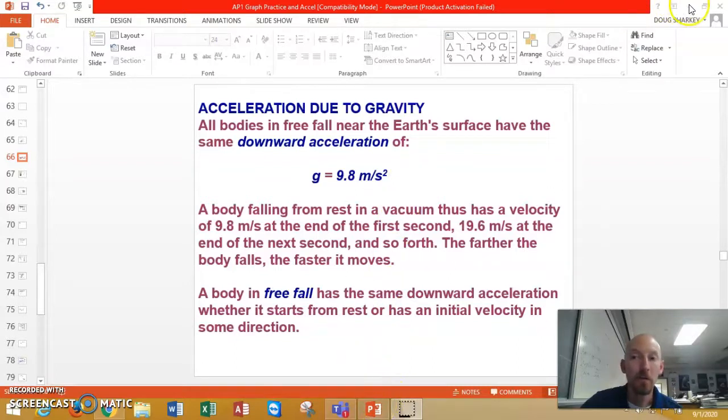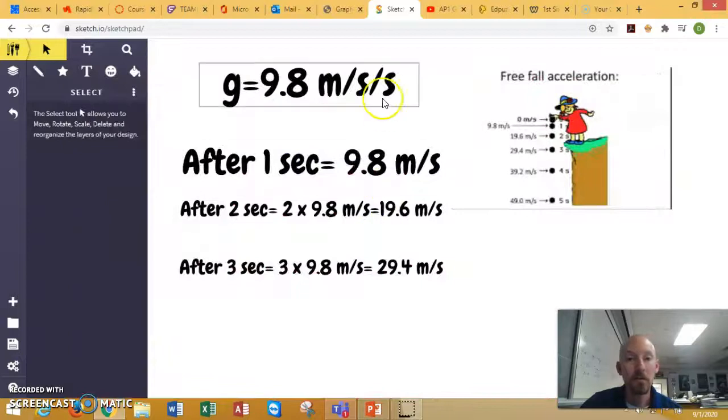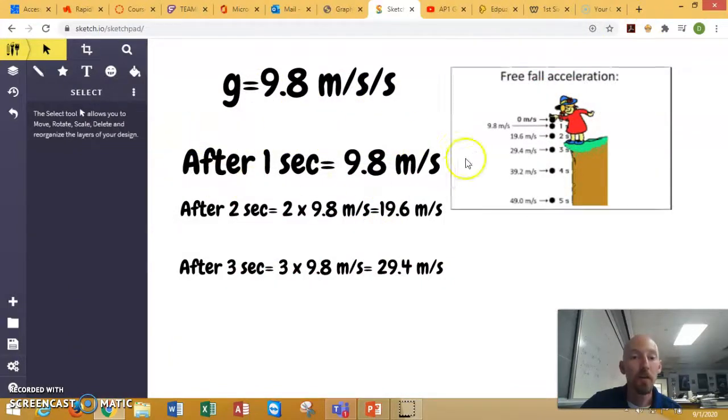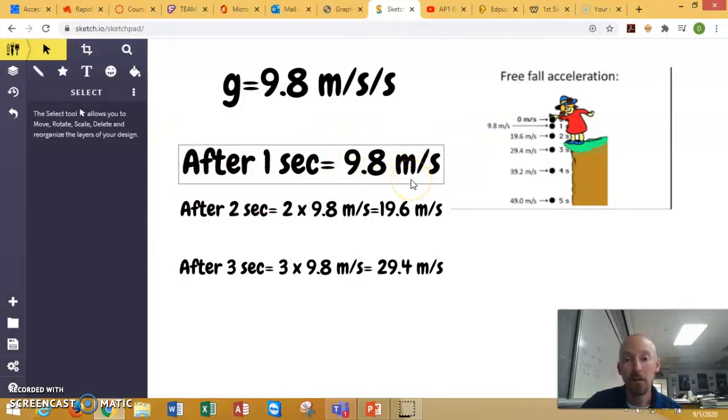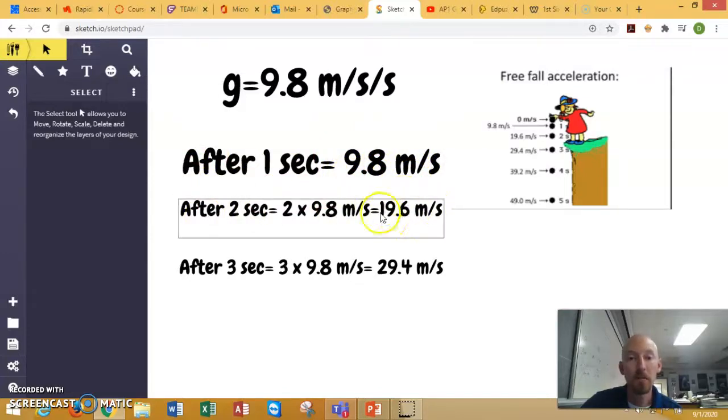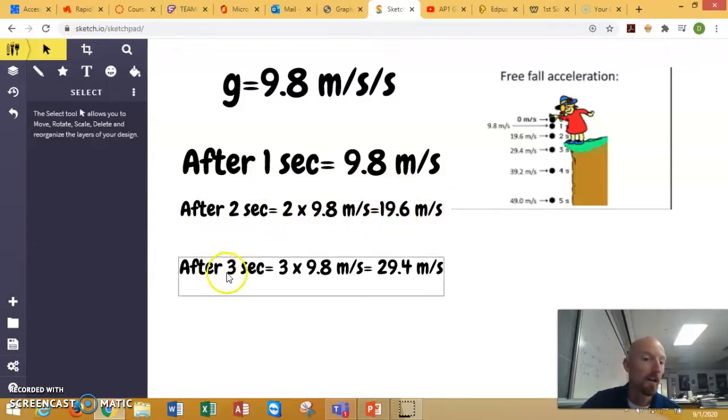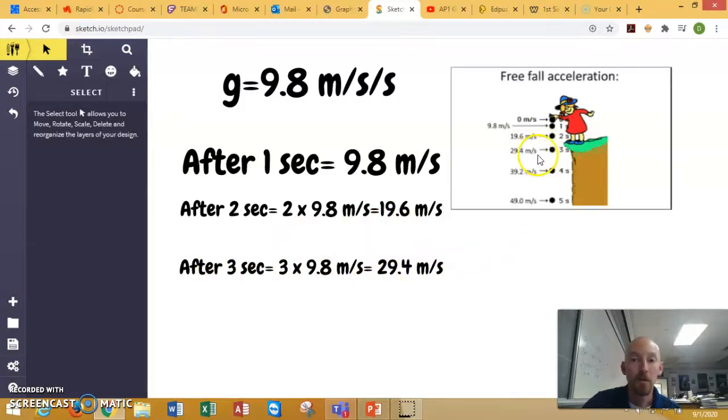I find that students don't really understand what this means. This means that after 1 second, you will be going 9.8 meters per second. After 2 seconds, you will be going double that. 2 times 9.8 is 19.6. After 3 seconds, it'll be 3 times that. I like the little picture here. After 4 seconds. After 5 seconds. This is why if you jump out of a plane and your chute doesn't open, you're in trouble.